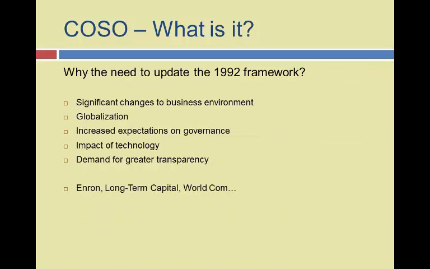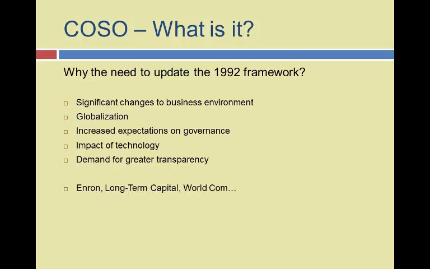So why was there a need to update the 1992 framework? Right, so it had been in place for 20 years. Things seem to be going okay. So why the need to update it now? A few reasons. Obviously, some changes in the business environment, such as globalization. That was a big factor. Increased expectations on governance. So whereas before, maybe you were on the board, it was almost an honorary position, you were a big donor perhaps. Now the expectations for governance are that you take an active role in monitoring the organization's internal controls, their compliance, and making sure they function the way they should be functioning.